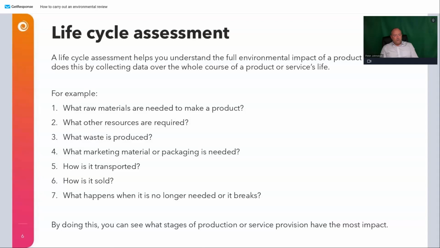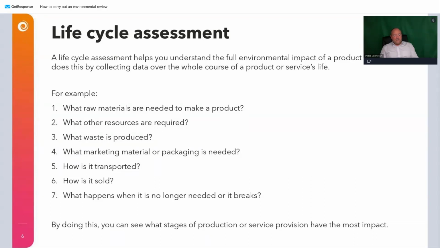You can't go to that supplier and say, I want you to buy new vehicles. But what you can do is you can move your contract to someone who is using clean energy. So don't only think very narrow-minded, think the big picture. So on the slide there, you'll see we've talked about what raw materials were needed to make that product, what other resources were required, what waste is produced, etc.